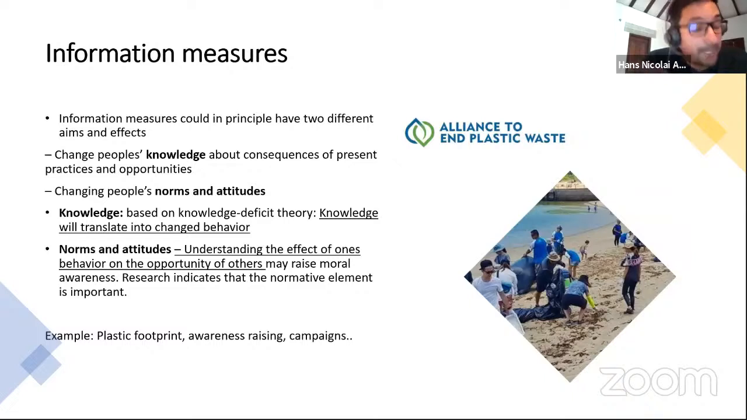And then, of course, you have information measures, which are also very key. So, for instance, you can see here a picture of beach cleanups. The purpose of beach cleanups is not only to pick something up, it's actually to generate awareness, to generate knowledge, and to inculcate certain behavior around knowledge of what the impacts of plastics are. So here again you have the idea that knowledge will translate into changed behavior, but it also is an issue of understanding the effects of how my behavior impacts others.